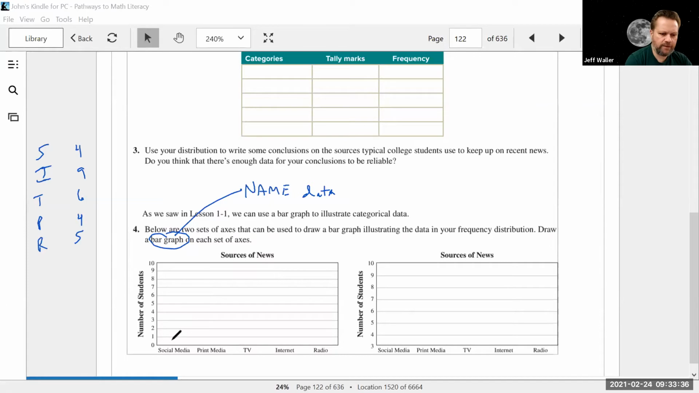Oh, I see why they gave me 2. Okay. So social media, I'm going to make a bar that goes up to 4. That's amazing. Let me know if you guys have any questions. You're going to have to be able to do this yourself, but it's nothing crazy. Print was 4. TV was 6. Internet was 9. And radio was 5.